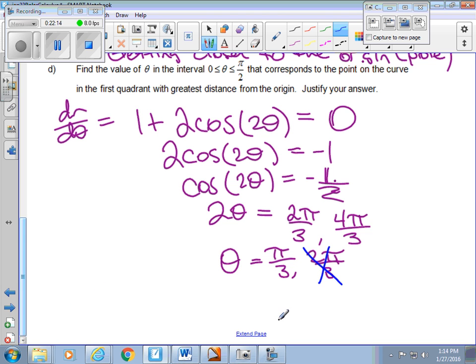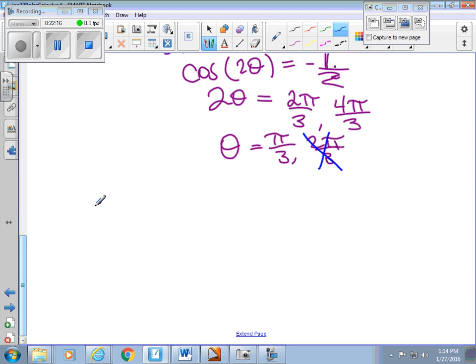And then I'm going to do a true candidates test. You could go ahead and do a sign chart and figure out if pi over 3 is a relative max or a relative min. Or you could just find a value and do a true candidate. It doesn't make any difference. It is a relative max, so then you'd still have to go find the value. So to me, that other step seems to be a wasted step. So I want to find r of 0, r of pi over 3, and r of pi over 2.